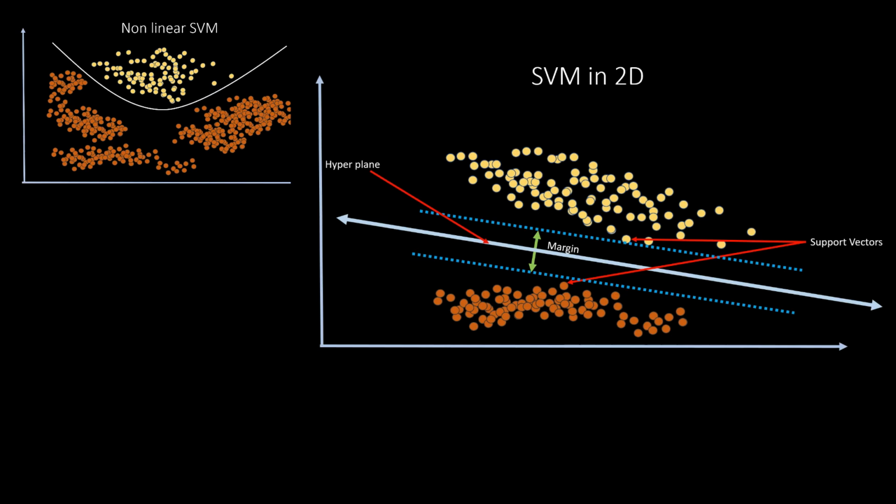SVM is a binary classifier. It means it can give output in yes or no. But we can use it for multi-class problems also by creating a separate classifier for each value and then combining them as one-versus-all.